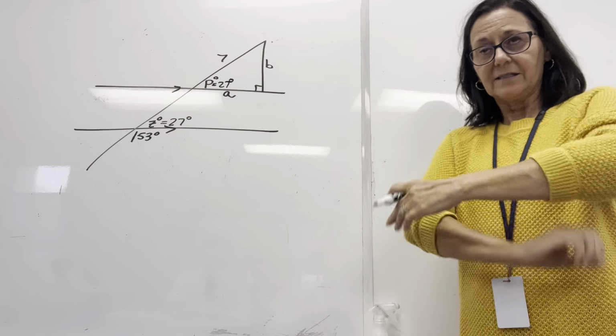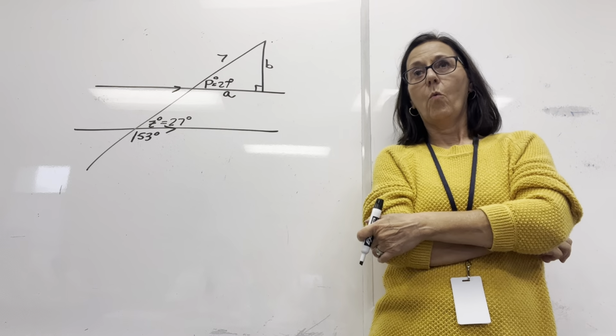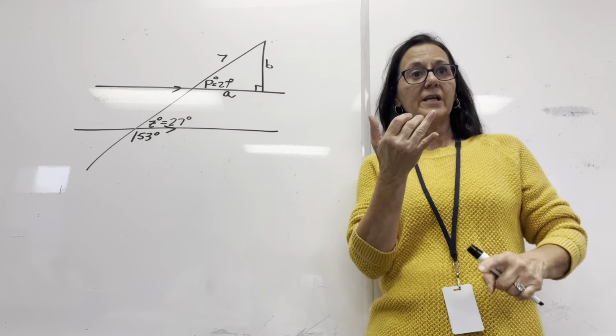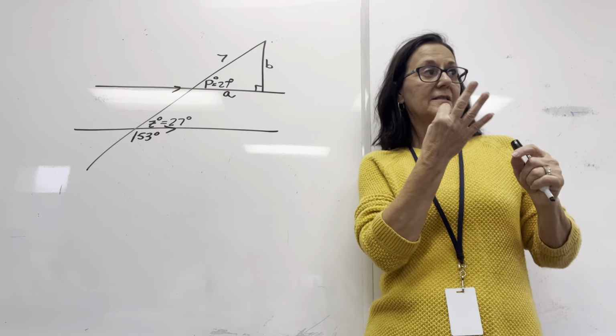All right, for your test, you have got to know the trig. You've got to know it well. This next test that we have is on cosecant, secant, and cotangent. You have to know those three. Yes, I'll go back over those.